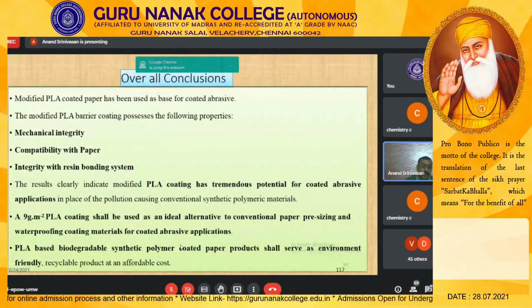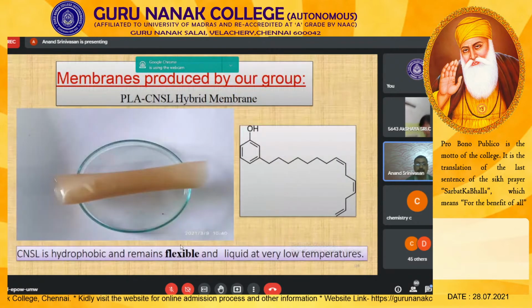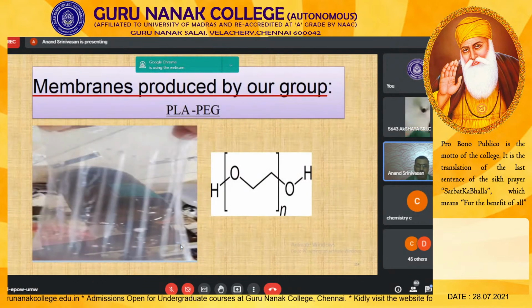And finally, you can say PLA-based biodegradable synthetic polymer coated paper products can serve as environmental friendly recyclable product at an affordable cost. And these are some of the products which we are now working on as a group. We made membranes, PLA PCL membrane for water treatment. Similarly, we were able to produce PLA with cashew nut shell liquid, cardanol. We get wonderful membranes. Similarly, PLA with polyhydroxy butyrate. This is again used as a membrane. And PLA with the PEG.